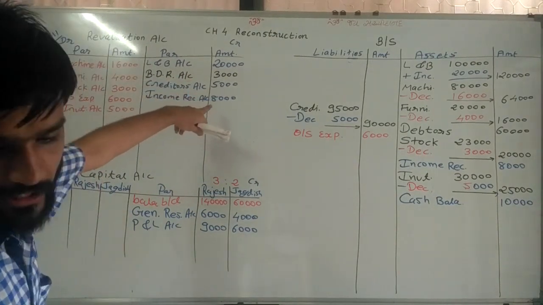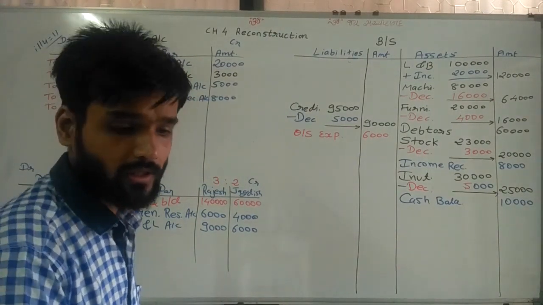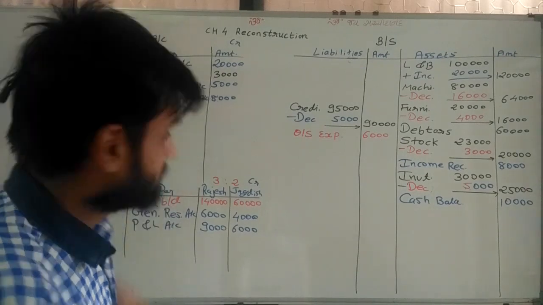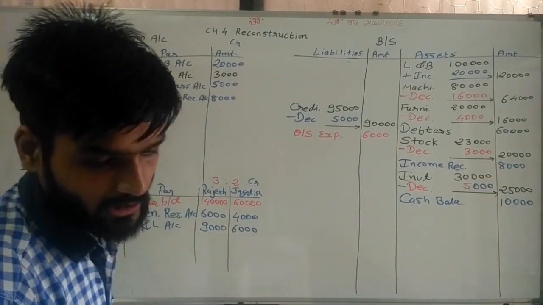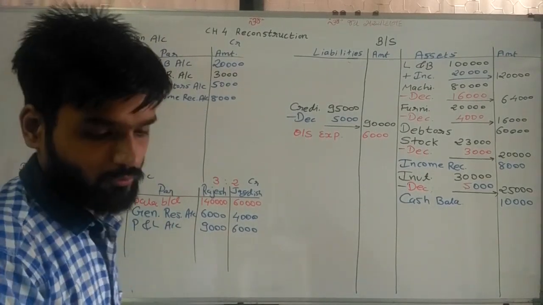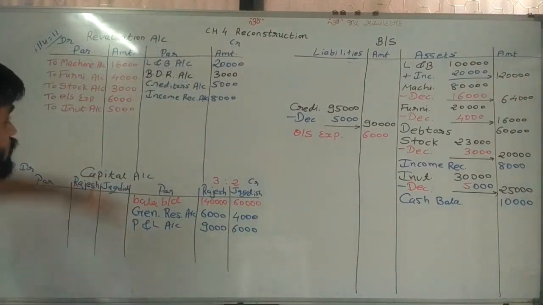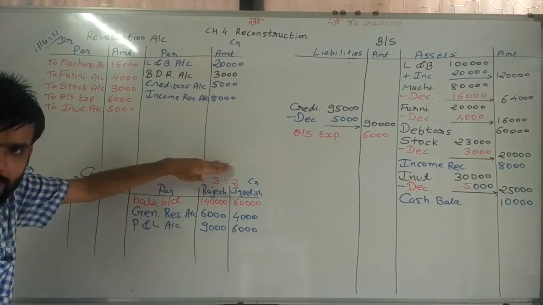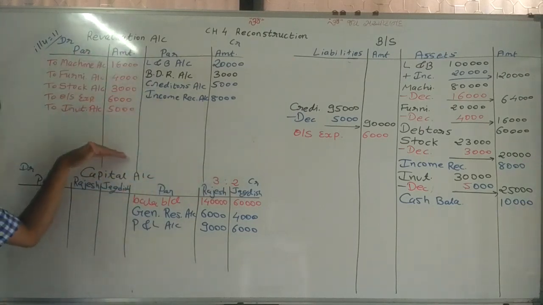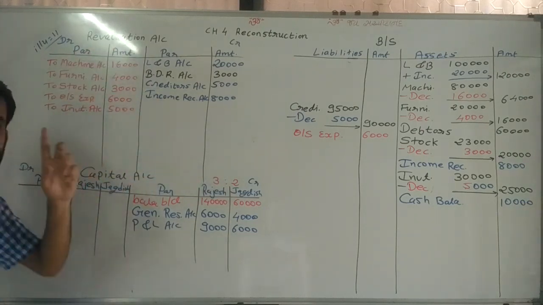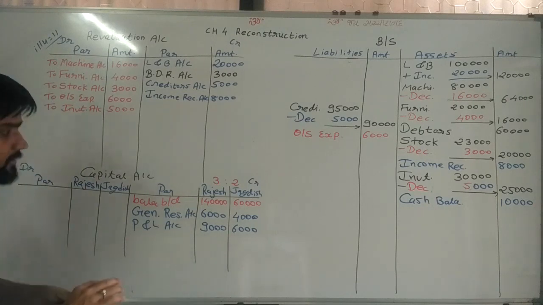23, 5 and 8. Total is 36,000. And total of debit side 16, 4, 3, 6 and 5. That is only 34,000. So credit side total 36,000. Debit side total 34,000. So highest total is 36,000.